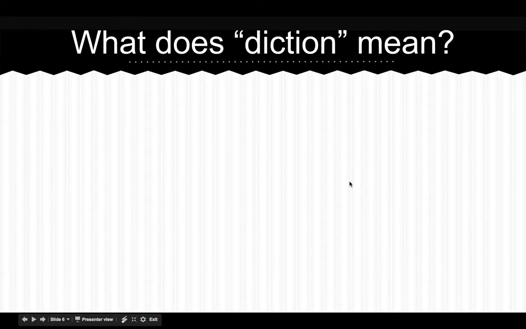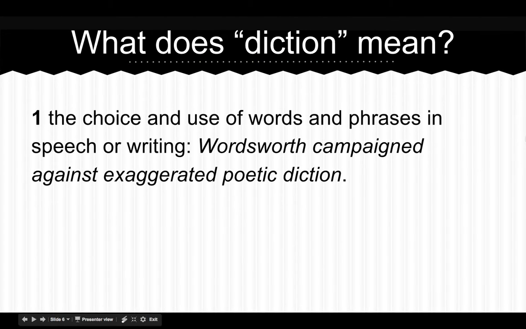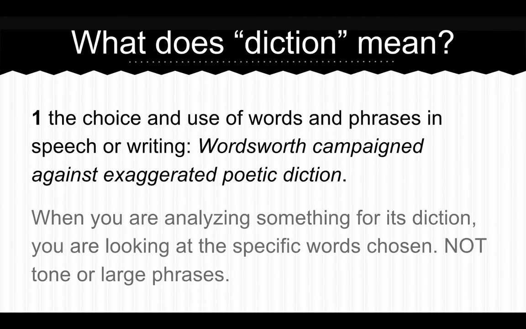Now we've talked about what diction means. Diction is the choice and use of words and phrases in speech or writing. So it's word choice, right? An example the dictionary gives is Wordsworth campaigned against exaggerated poetic diction. So we've talked about how you have to say what type of diction. So maybe Wordsworth used exaggerated poetic diction, right?